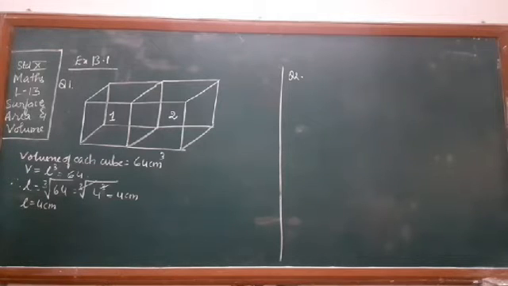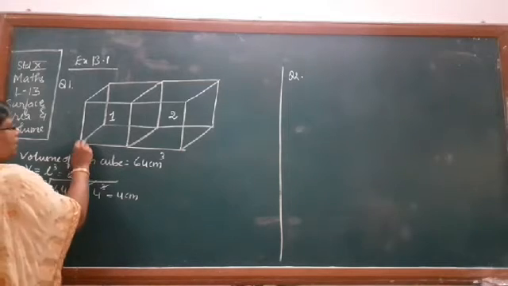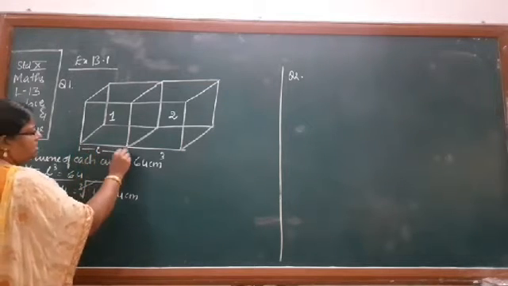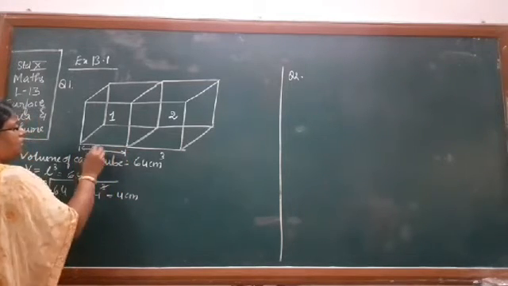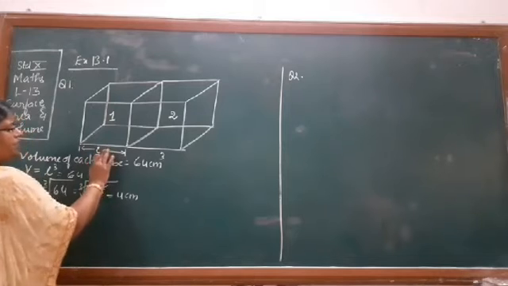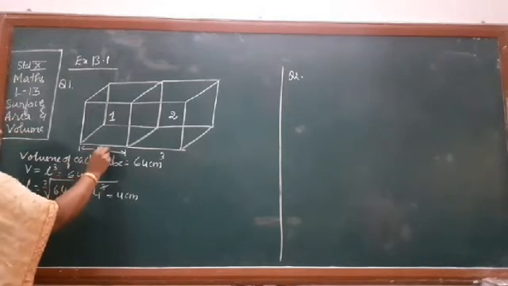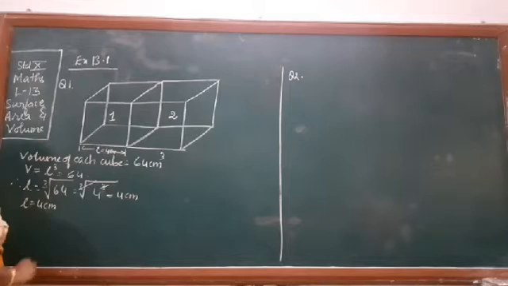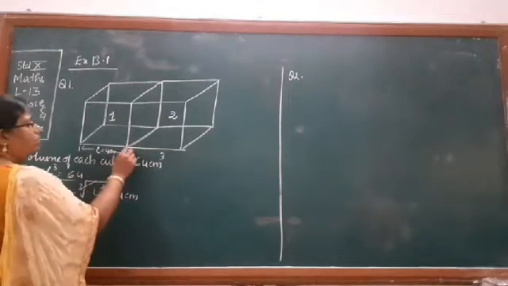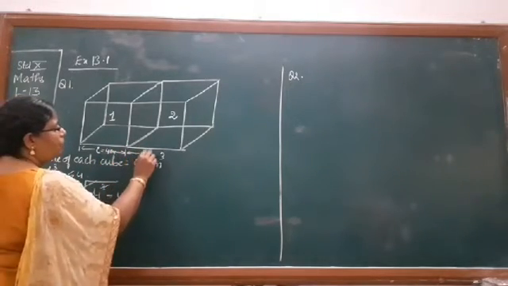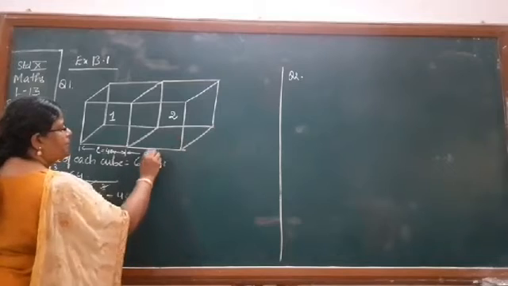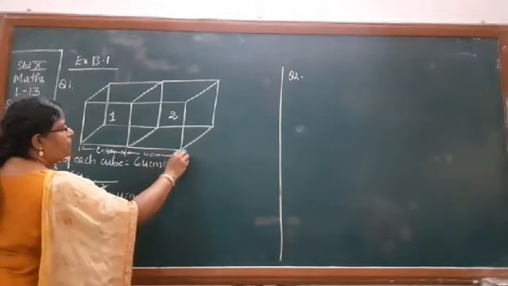Now you have got L, that means from here to here it is a cube, so all the sides will be equal to 4 centimeter. The volume of this cube is also the same, so this will also be 4 centimeter.